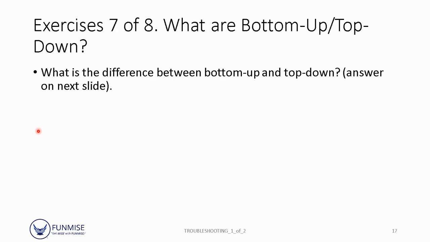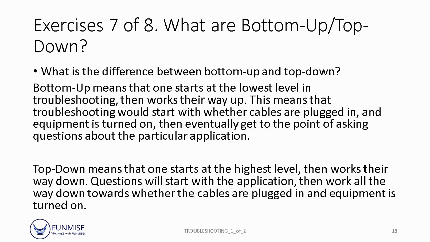Now, what are bottom up and top down? What do these things even mean? Well, bottom up means that one starts at the lowest level in troubleshooting, then works their way up. This means that troubleshooting will start with whether cables are plugged in and equipment is turned on, then eventually get to the point of asking questions about a particular application. Top down means that one starts at the highest level, then works their way back down.